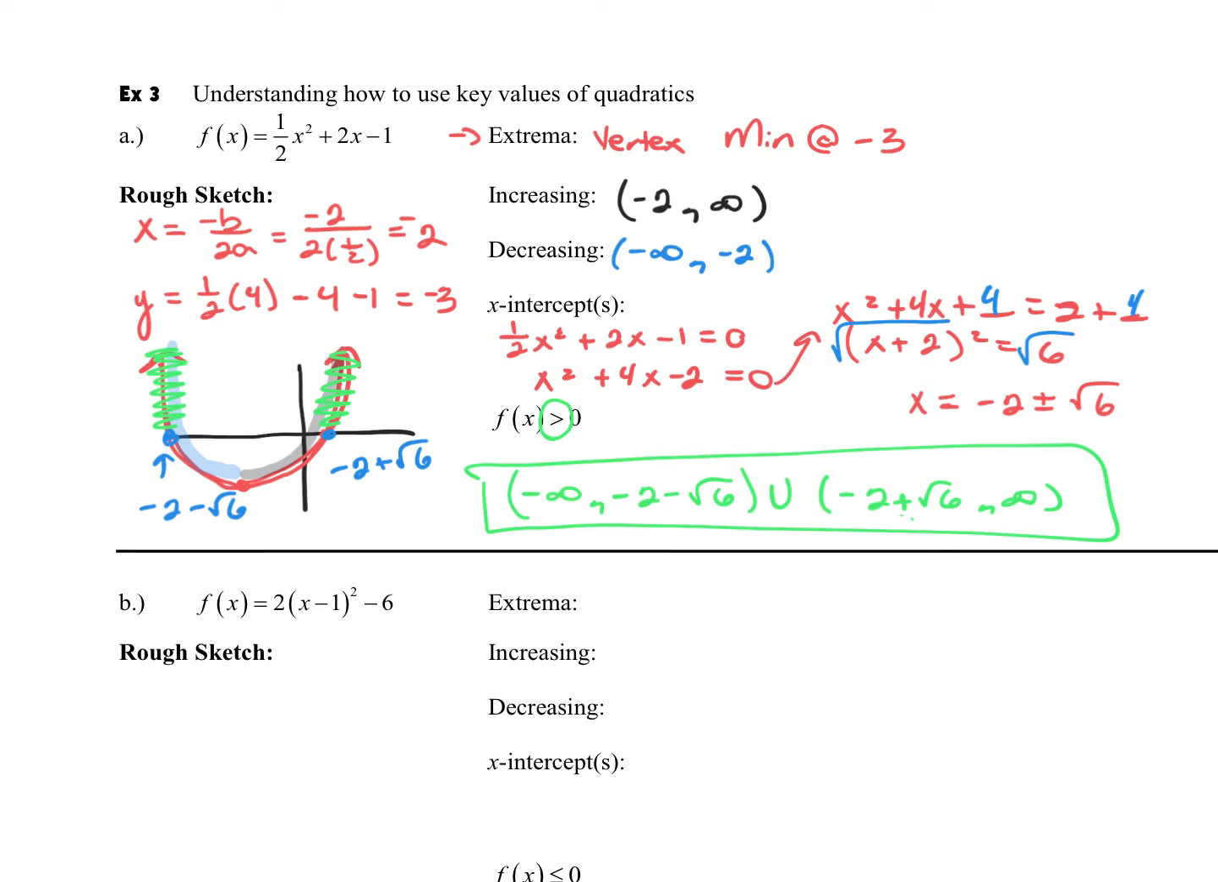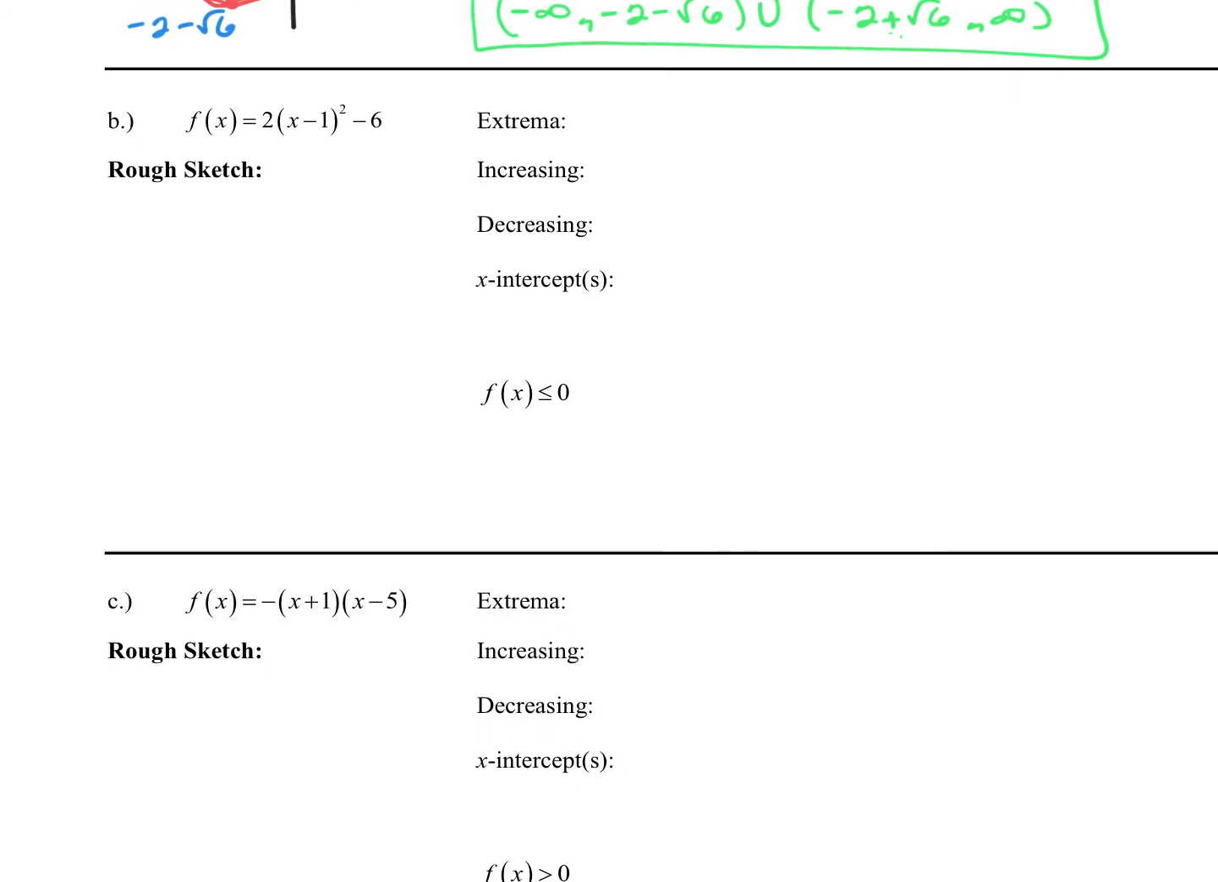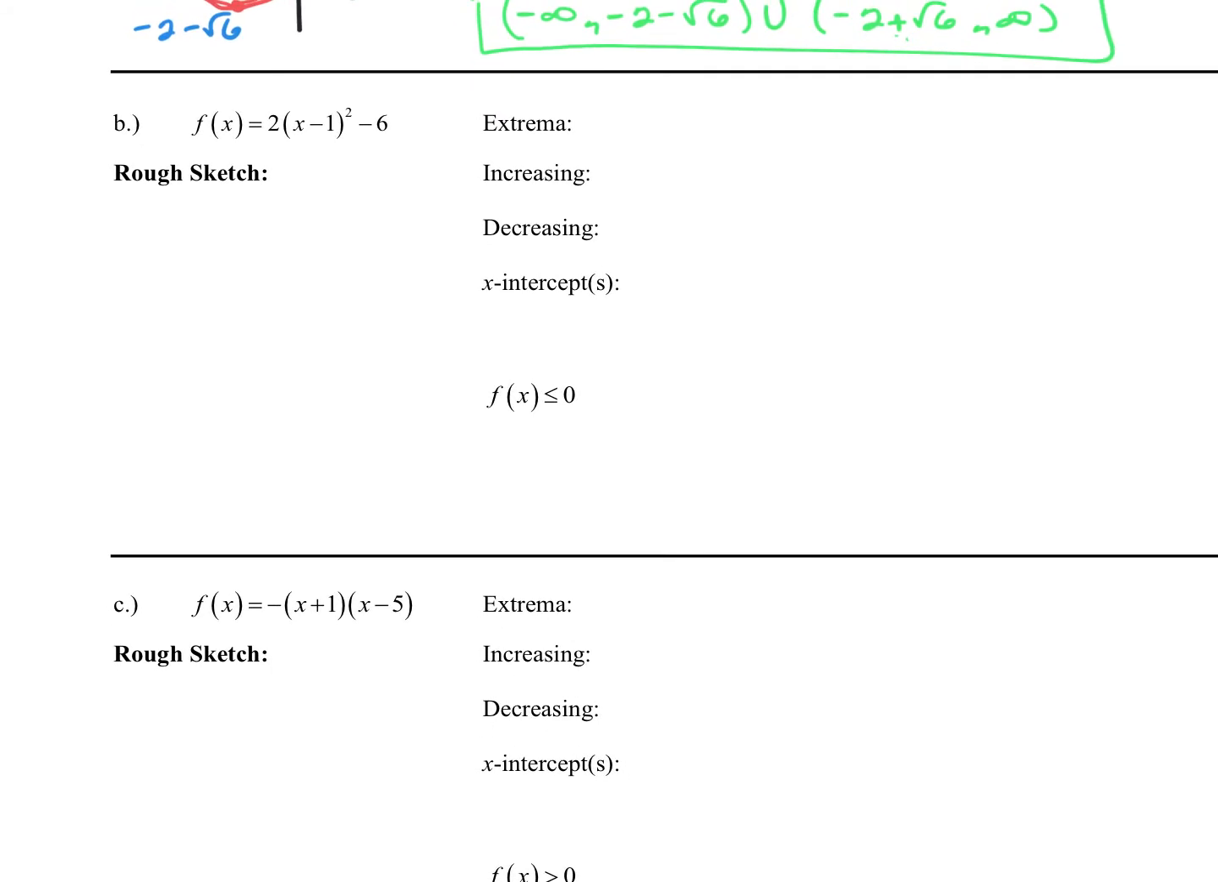I think the standard form is, but let's go ahead and take a look at our next one. And I think you're going to find this one's going to go a whole lot faster. Now, this one's really easy to rough out a sketch right away for ourselves because this is our nice vertex form. In our vertex form, we can immediately identify the vertex as 1, negative 6.